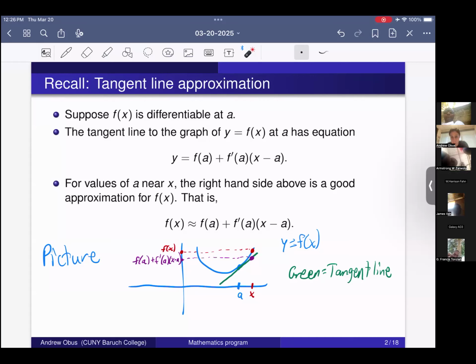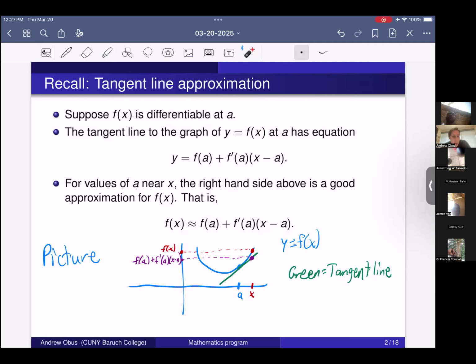Okay, so this was the first topic that we talked about last week, and this was the idea of a tangent line approximation. And the nice thing about a tangent line approximation is it allows you to compute by hand very good approximations to quantities that might otherwise require a calculator. Because usually this expression, if you have a good value of a, is easier to evaluate than the actual expression f of x.